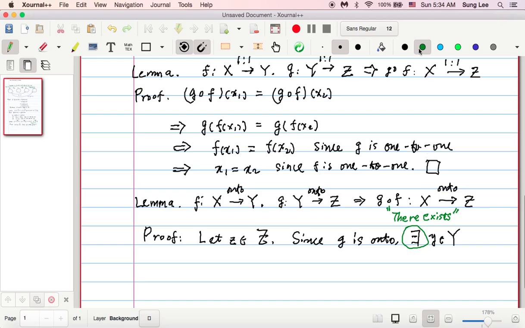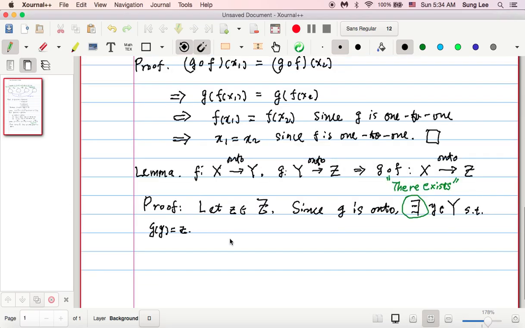So there exists y in the domain Y, such that, that's an abbreviation for such that, g of y equals z, right? So I'm merely writing this down by the definition of an onto function.